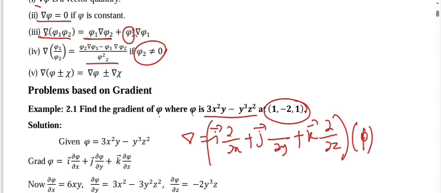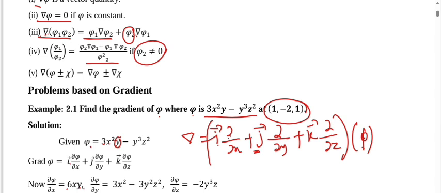Here phi is given as 3x square y minus y cube z square. That is, del phi is i vector into dou phi by dou x plus j vector into dou phi by dou y plus k vector into dou phi by dou z. Then from phi we find dou phi by dou x. Differentiating this phi with respect to x, here y is constant and 3 is constant. Differentiating x square we have 2x, so 6xy.